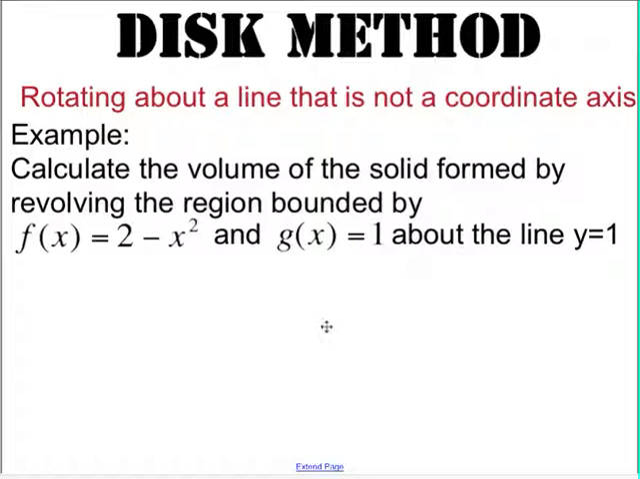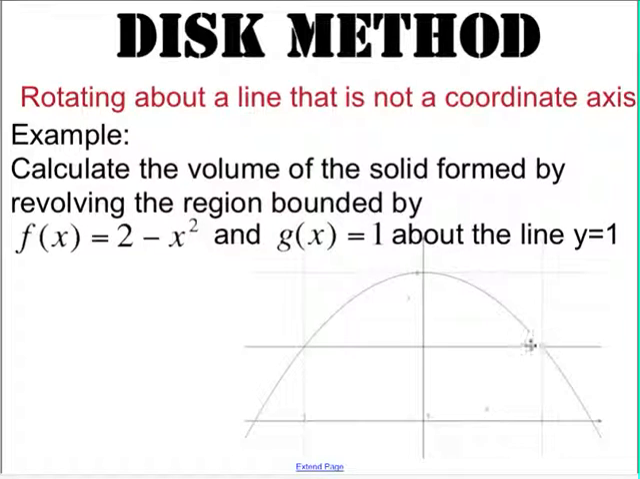So the picture looks like this. Here's my function, 2 minus x squared, and then my line y equals 1, or g of x equals 1. And so this region that my cursor is tracing is the region that we're going to revolve, but we're not revolving it around the x-axis. That we will learn how to do tomorrow. Today we are learning how to revolve it around y equals 1.